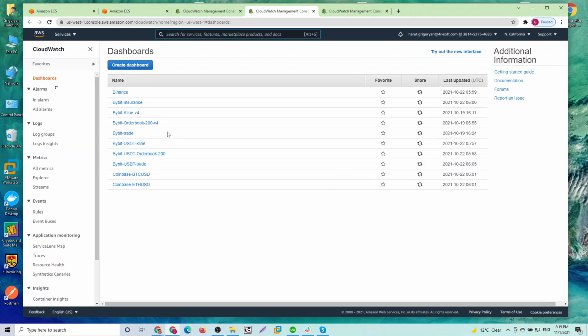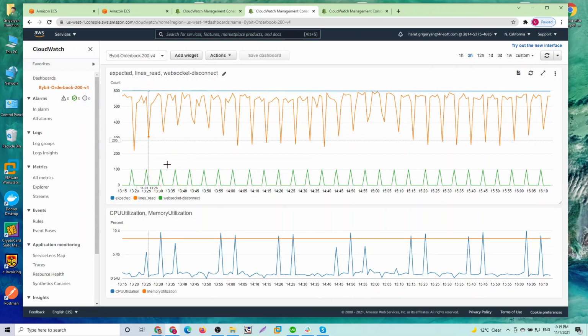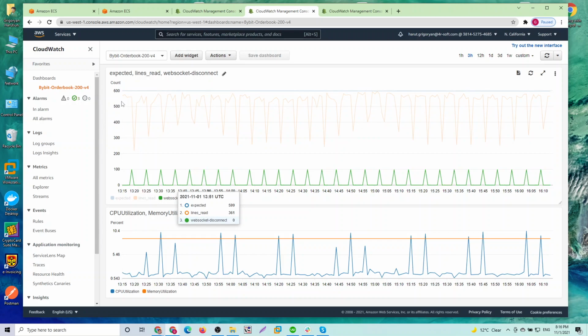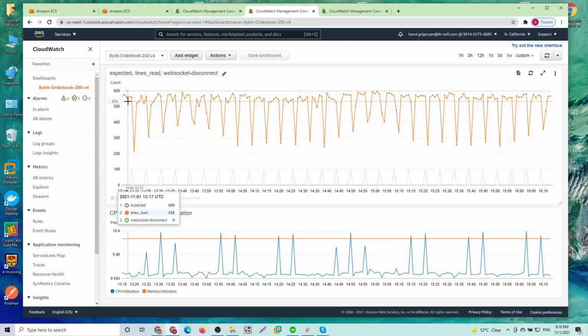that show the same data in a more visualized way. So here this line shows the exact number of lines that we read at a particular time. For instance, this was read at 14:07 UTC, and we were expecting 600 lines and got 550. Similar situation here and here.